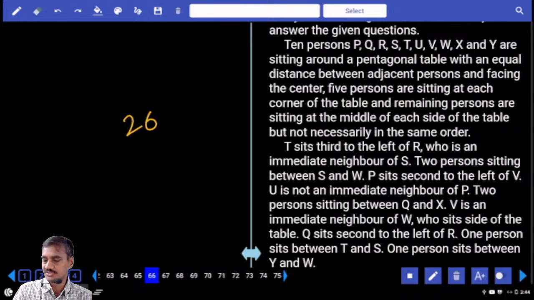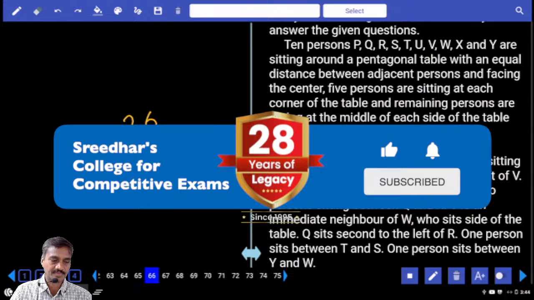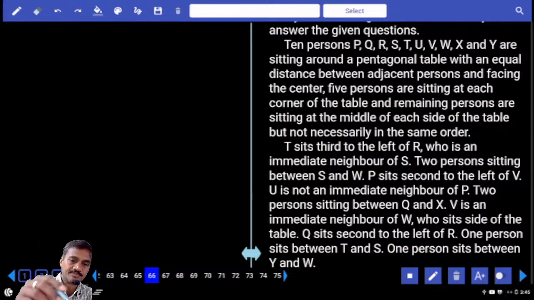Paper number 26. Now, questions number 66 to 70, these 5 are based on seating arrangement. How many persons are there? There are 10 persons: P, Q, R, S, T, U, V, W, X and Y, and they are seated around a pentagonal table.